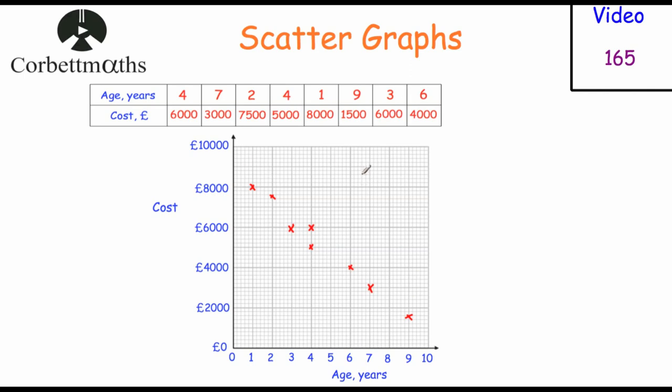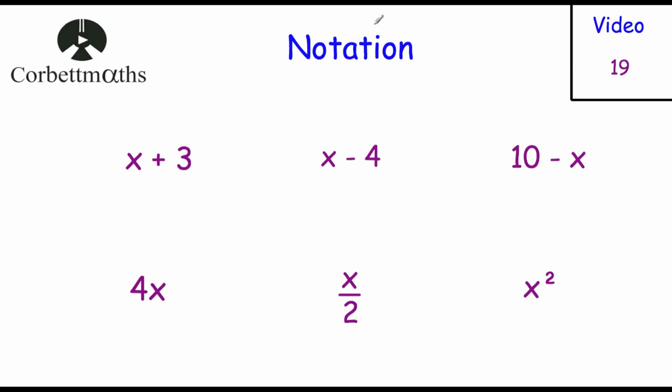Now you may be asked a question such as, as the age of the car gets larger, the cost of the car gets blank, and then you write smaller. And that's what it shows. It shows you as the age of the car goes up, the cost goes down. So you might be given a sentence to complete or something like that. And that's that. And if you're studying for M2, then you might find that scatter graphs are taken just a little bit further.